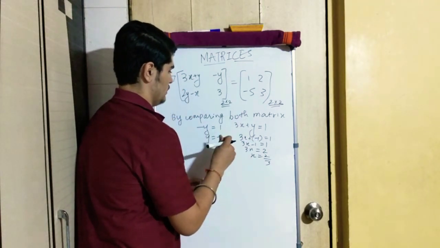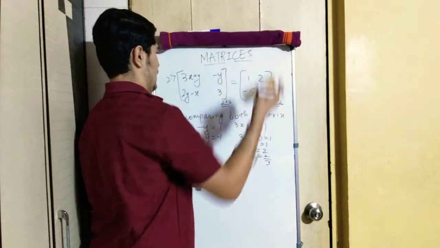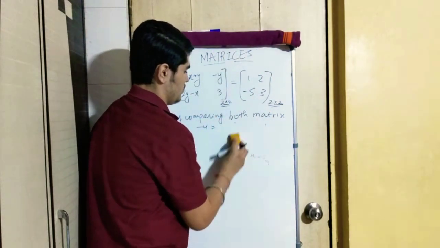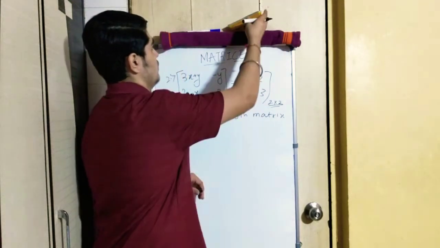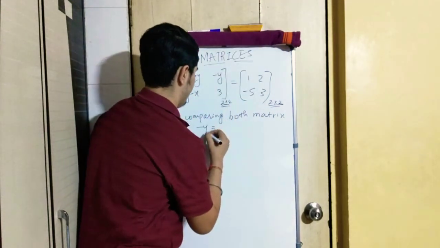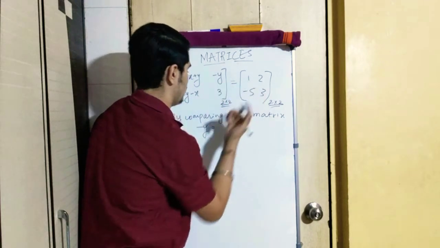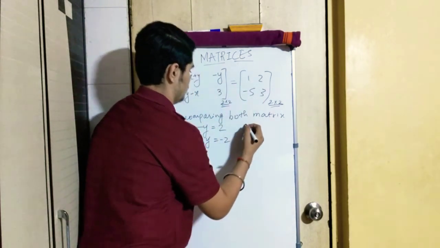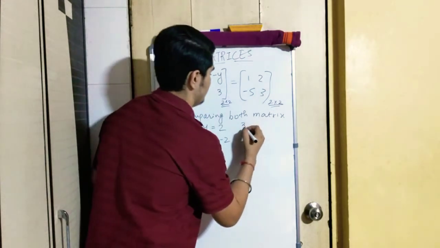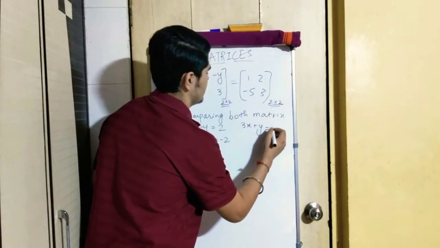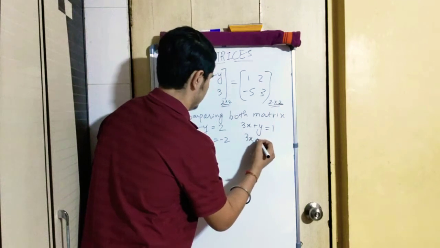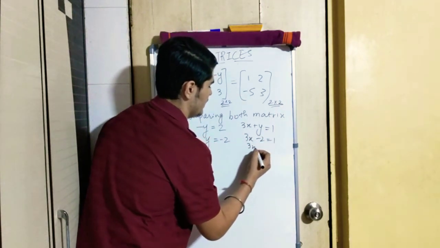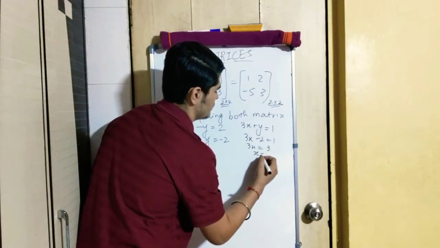Oh, sorry, I made a mistake. I'm very sorry. Here minus y corresponds with 2. So y is equals to minus 2. So here 3x plus y is equals to 1. 3x minus 2 is equals to 1. 3x is equals to 3. X is equals to 1.